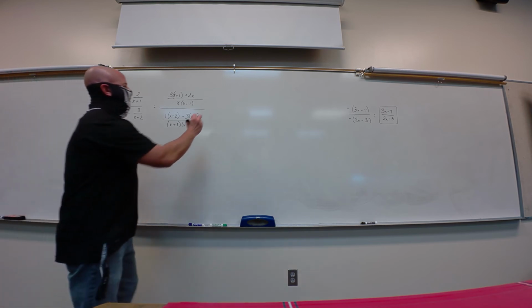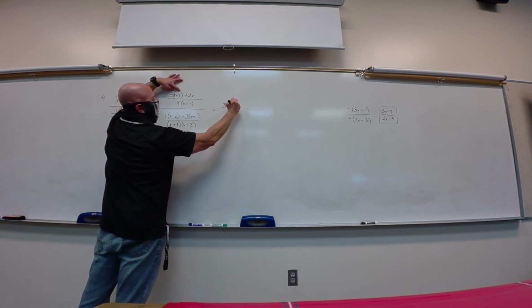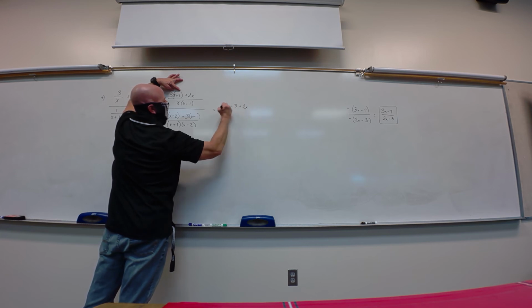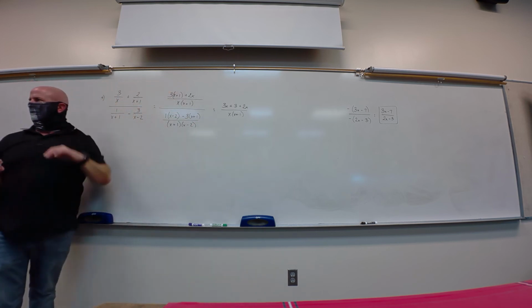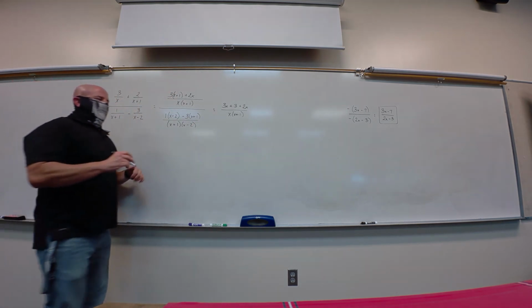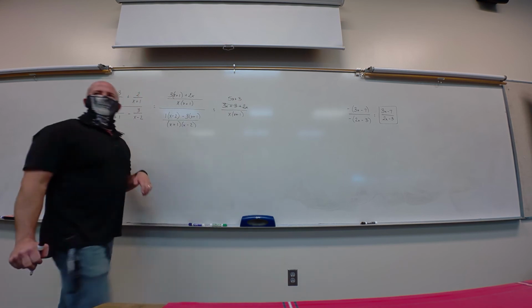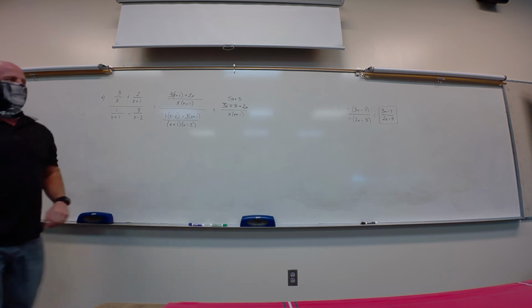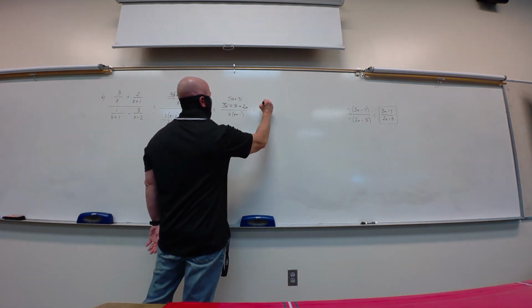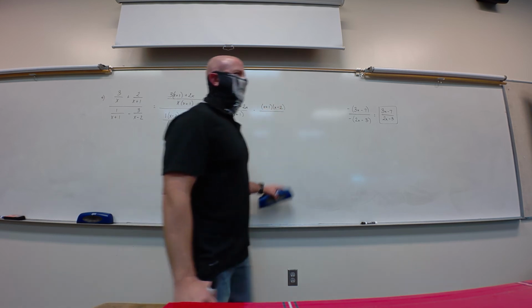So on that top one, I'm going to distribute my 3. 3x plus 3 plus 2x all over x plus 1. And then if you want, of course, we can go ahead and just make that 5x plus 3 up there. I can combine like terms, get that out of my way. So I've distributed, then combined like terms. Invert and multiply. So times x plus 1, x minus 2, over.